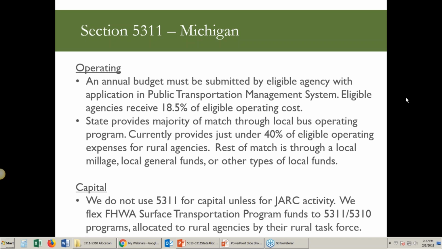We don't use any of our formula allocation for 5311 for capital because we have that program where we flex FHWA funds. Most of that is for 5311 agencies. A small percent goes to some 5310s, but that's mostly 5311. So they'll get their capital there or through our 5339, which we use entirely for rural 5311 agencies.